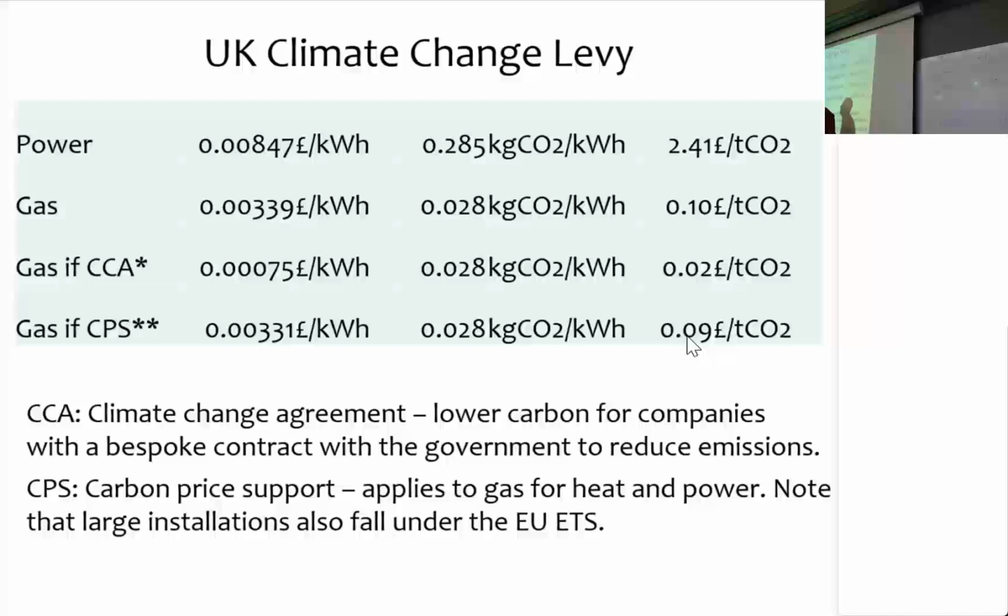If you're a power generator, then you pay 0.008 pounds per kilowatt hour, or 0.8 pence, which translates into 0.285. The emission intensity is 0.285 kilograms of CO2 per kilowatt hour generated, which amounts to a carbon price of 2.41 pounds per ton of CO2 emitted in the power generating sector.